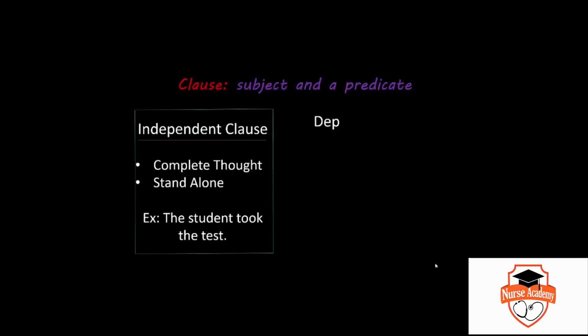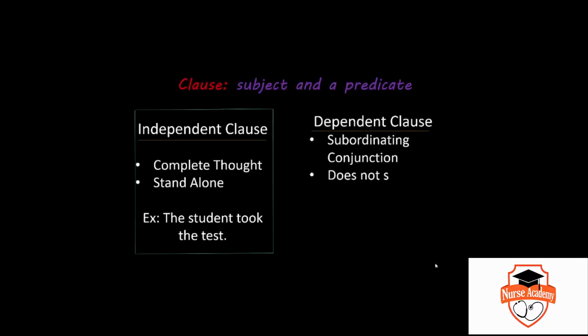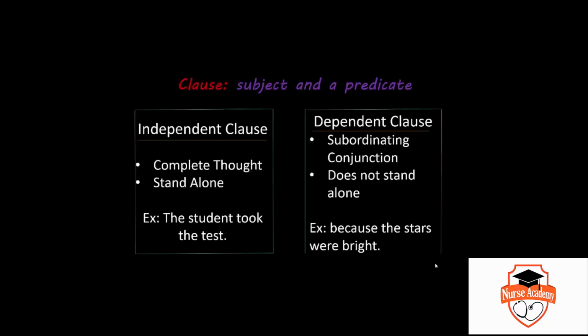The second type of clause is the dependent clause. And there's 2 things that you want to know about the dependent clause. First of all, you need a subordinating conjunction. An example of a subordinating conjunction would be although. Next, it does not stand alone. An example would be because the stars were bright. In this instance, the sentence can't stand by itself, and it has a subordinating conjunction, which is because. So this is a dependent clause.